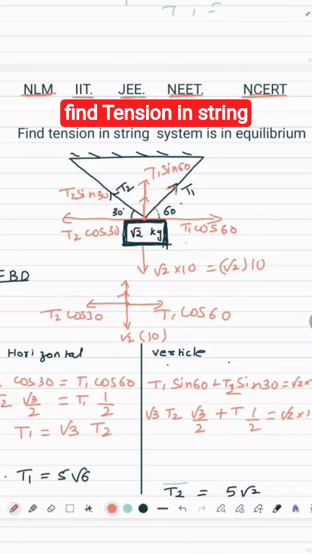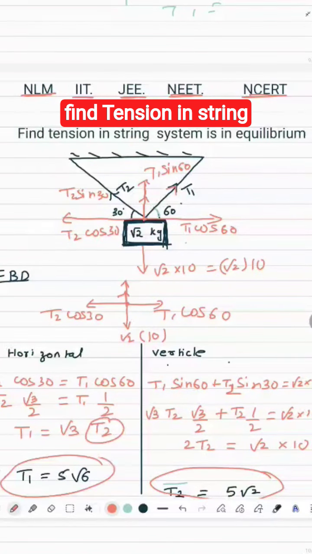So this will become 3 by 2 T2, and here T2 by 2. So 4 T2 by 2, which is equal to 2 T2, is equal to root 2 into 10. So T2 is 5 root 2, and T1, if you substitute this value of T2 here, T1 is 5 root 6.